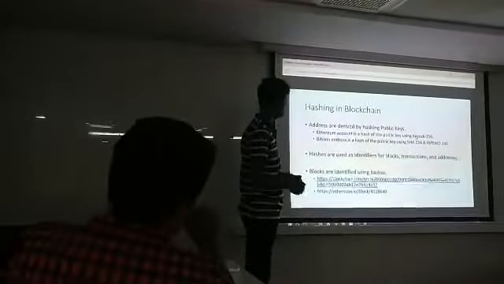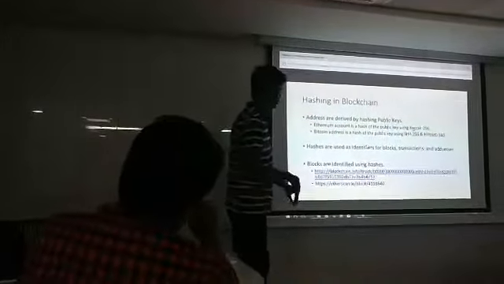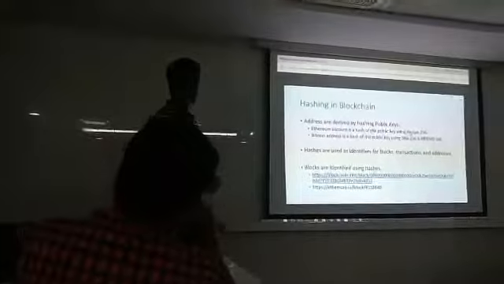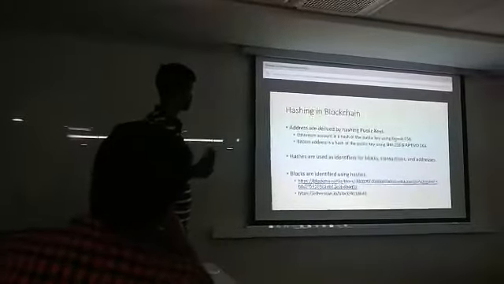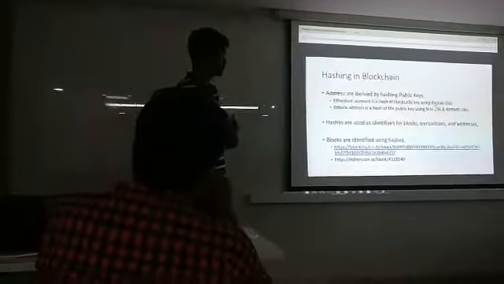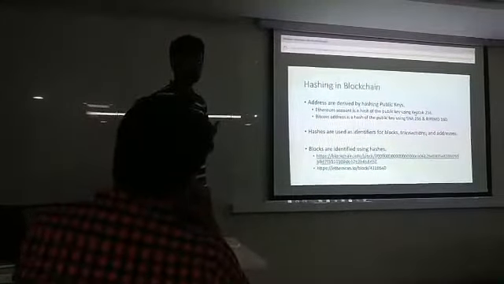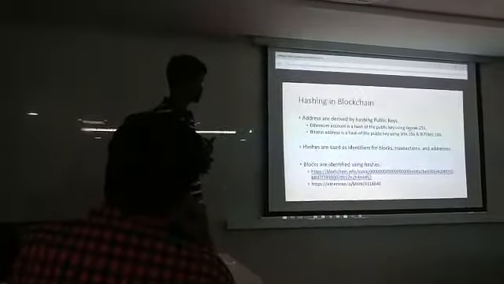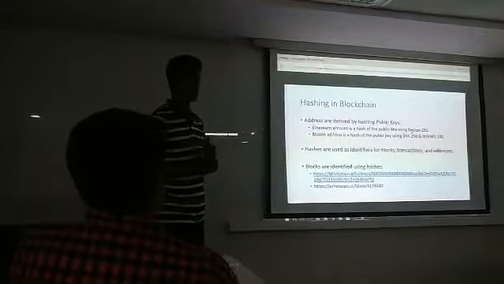So, as we were talking, addresses are derived by hashing keys. For example, Ethereum uses Keccak-256 to generate the hash of the addresses, whereas Bitcoin, as I was saying earlier, does both SHA-256 and RIPEMD-160. Right? These are hashing algorithms, and these are what is used.